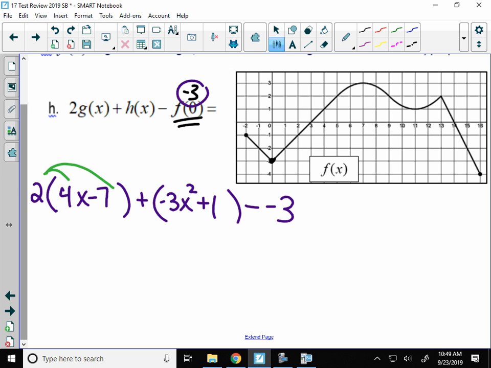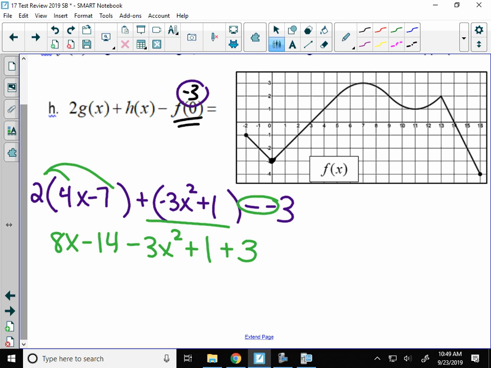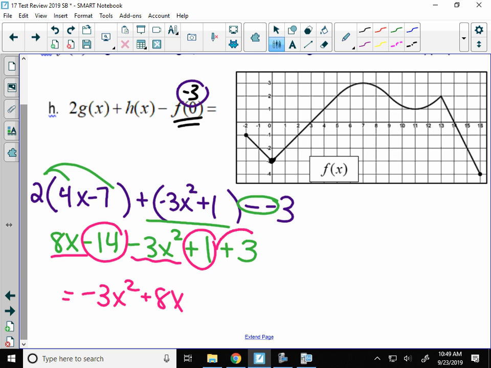I'm going to distribute the 2 and get 8x minus 14. Nothing changes here. I just have a plus, so I'll have minus 3x squared plus 1. This minus and negative turns into a positive 3. I'm going to put my answer in standard form, meaning I start with the highest exponent first. So I have negative 3x squared, plus 8x, and then a bunch of constants. Minus 14 plus 1 plus 3 will give me minus 10. I think that looks right.